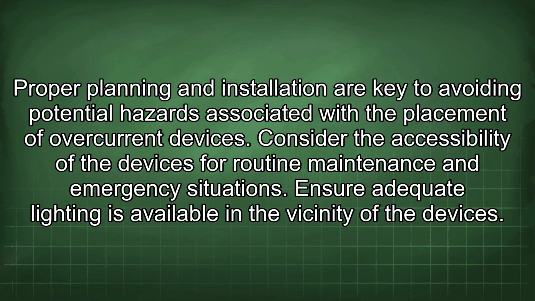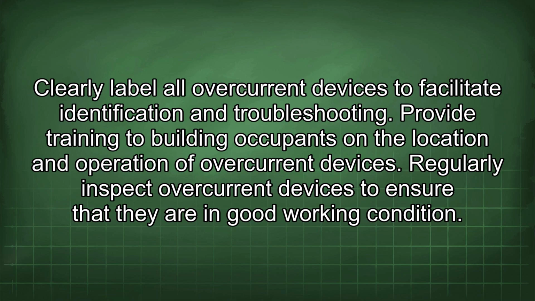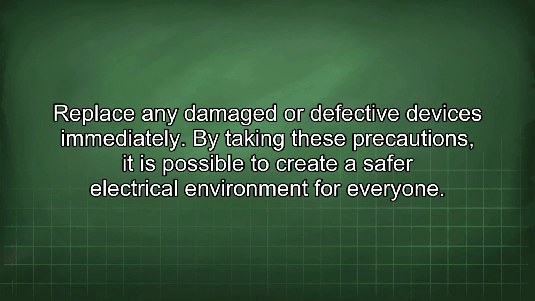Consider the accessibility of the devices for routine maintenance and emergency situations. Ensure adequate lighting is available in the vicinity of the devices. Clearly label all overcurrent devices to facilitate identification and troubleshooting. Provide training to building occupants on the location and operation of overcurrent devices. Regularly inspect overcurrent devices to ensure that they are in good working condition. Replace any damaged or defective devices immediately. By taking these precautions, it is possible to create a safer electrical environment for everyone.